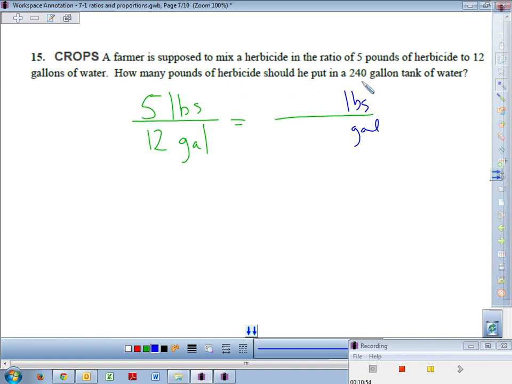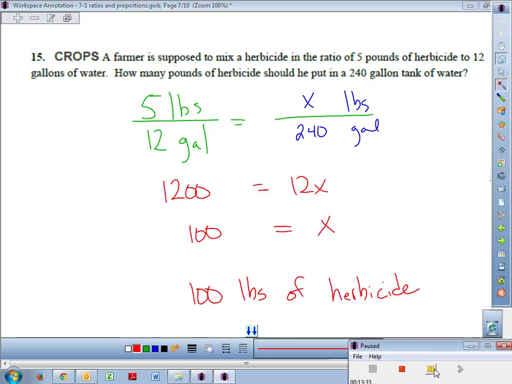They say he's got a 240 gallon tank, so that goes down here, and we call that X. Once you pause the video, solve, and make sure you label your answer. And hopefully, when you cross multiplied, you got 1200 equals 12x, so x equals 100, meaning that's 100 pounds of herbicide. Don't just say 100 pounds. 100 pounds of herbicide, like answer the question.